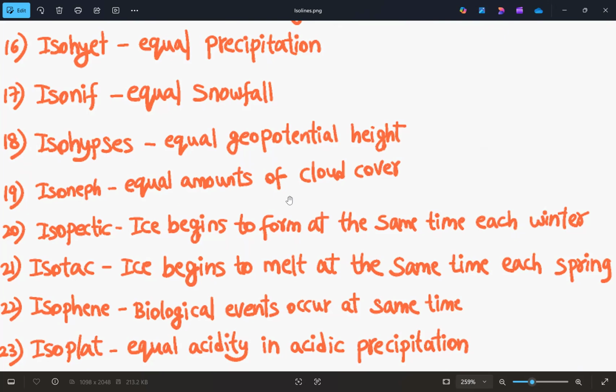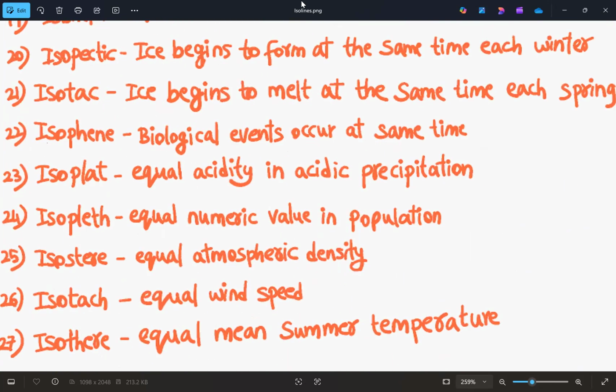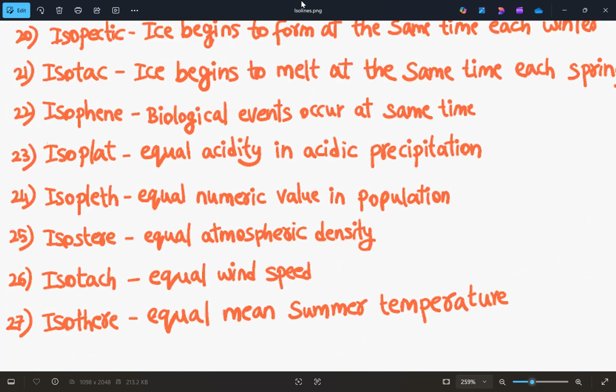The next one is isoplat, or plate. What did I pour in the plate? Acid. So isoplat for equal acidity in acidic precipitation. The next one is isopleth, the places having equal numerical value in population. And the 25th one is isostere, equal atmospheric density. 26th, isotach, that is isotouch. For our remembering, we'll study it as isotouch, although I am not aware of its pronunciation. So isotouch, equal wind speed. And the last one is isothere, equal mean summer temperature.